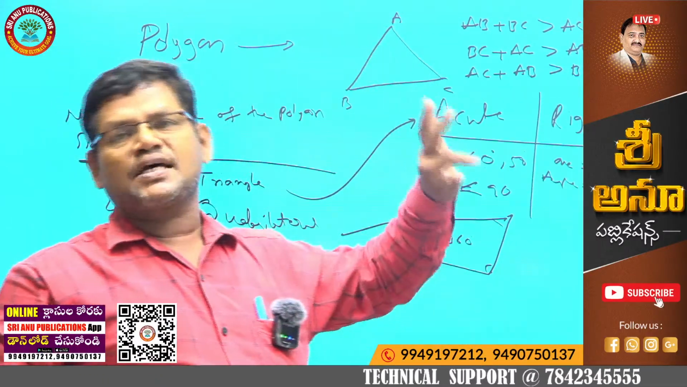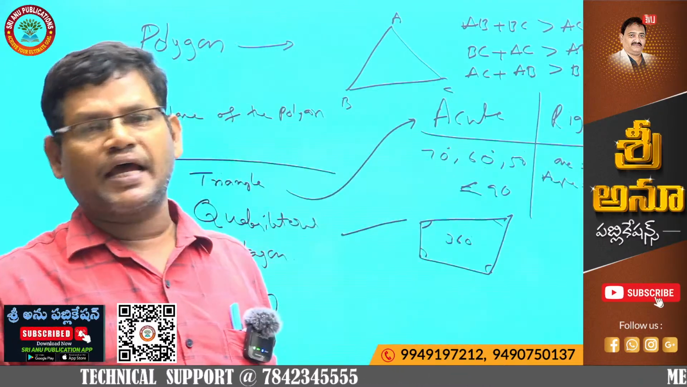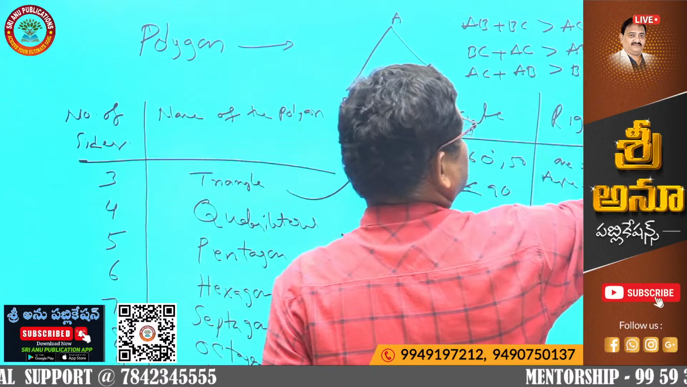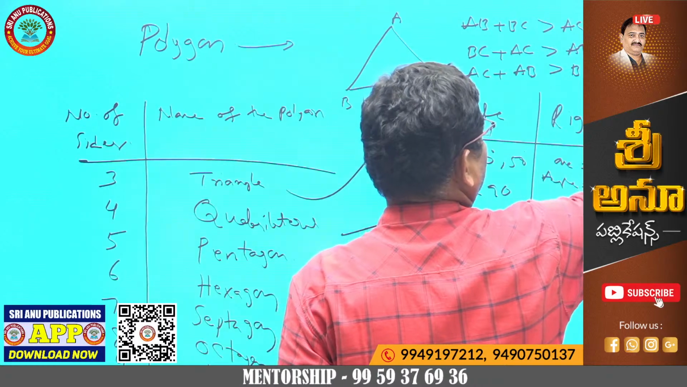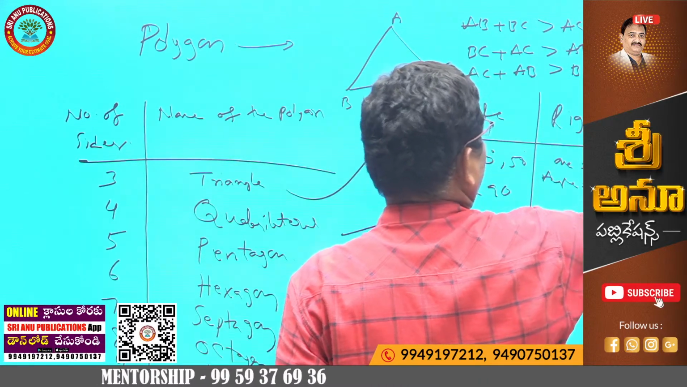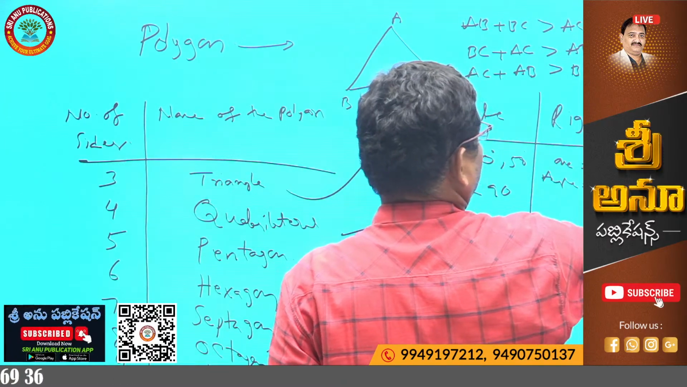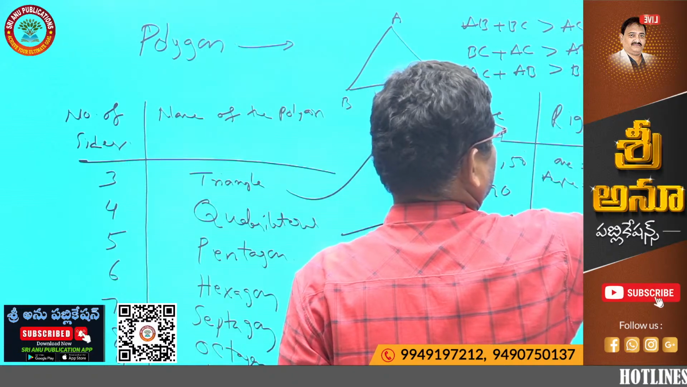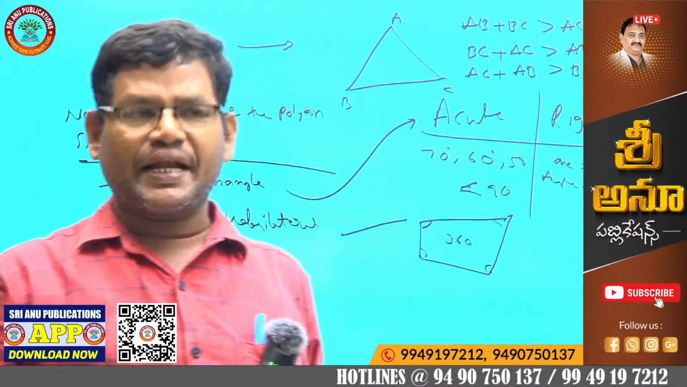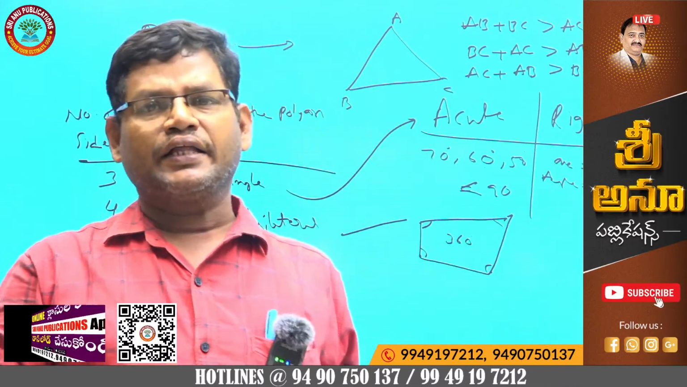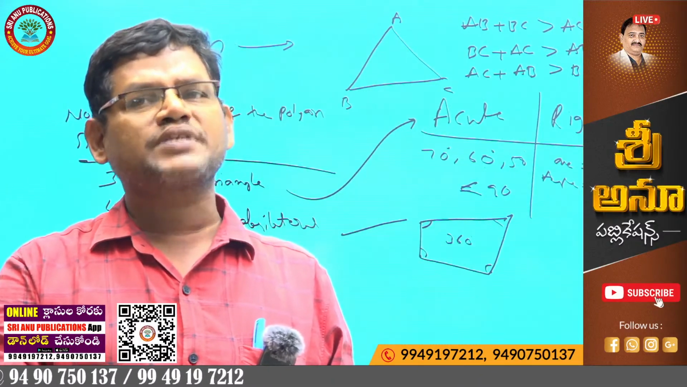Same like that, we can say about the difference also. The difference of any two sides is less than the third side. We can say AB minus BC is less than AC, and BC minus AC is less than AB, and AC minus AB is less than BC. So when all these six properties are satisfied, then only we can say that the given measurements form a triangle. Otherwise it won't form a triangle.